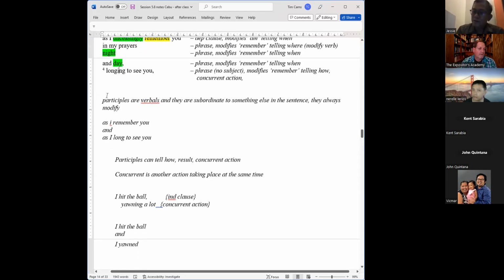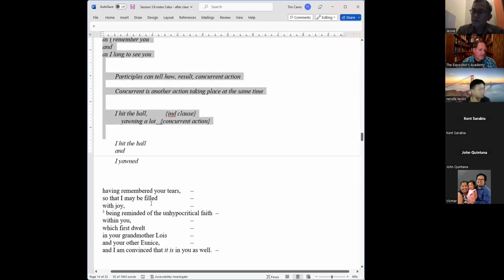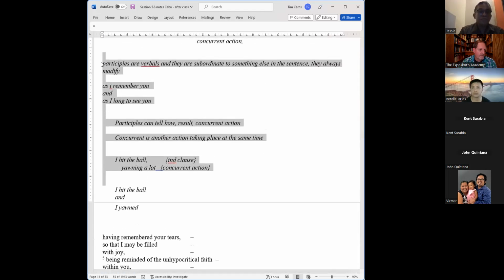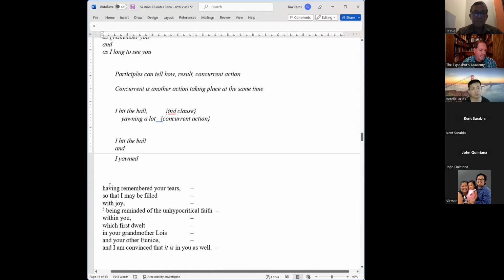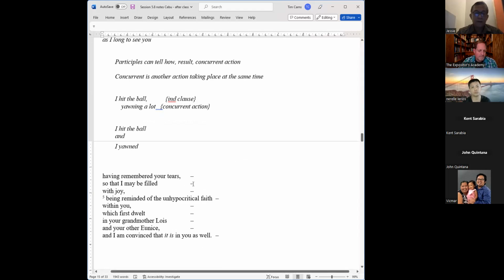And then we're given another verb here. Having remembered, another participle. So Ruel, we'll have you do one more here. Having remembered your tears. It's a phrase, because again, there's no subject here. And we have this participle, having remembered. Now it's a participle, so I know it's modifying something. What do you think it's modifying?